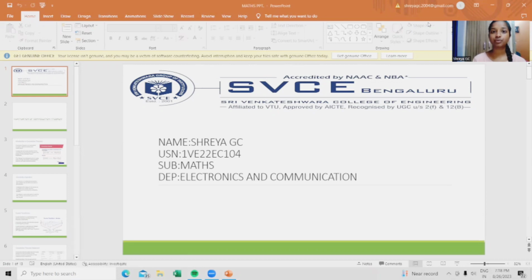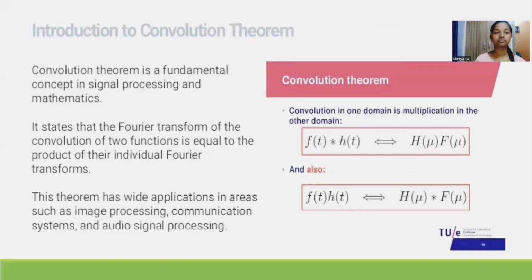Now I'm going to discuss a topic in maths, that is verification of convolution theorem. So firstly, introduction to convolution theorem. Convolution theorem is a fundamental concept in signal processing and mathematics. It states that the Fourier transform of convolution of two functions is equal to the product of their individual Fourier transforms. This theorem has wide application in areas such as image processing, communication system, and audio signal processing.